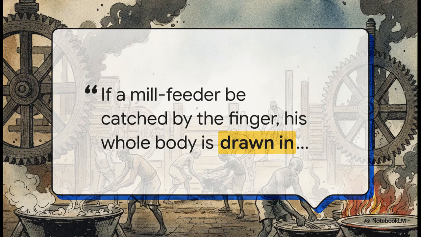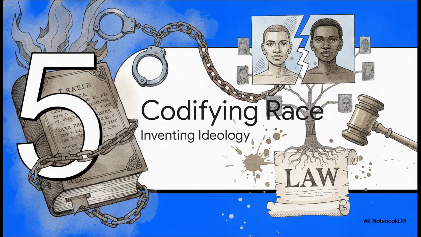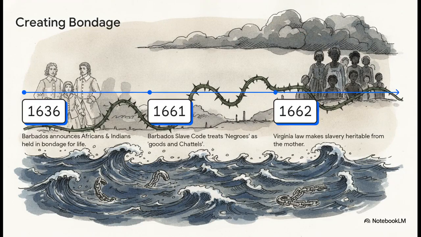This brings us to Section 5, Codifying Race in Law, and the actual invention of racial ideology. To maintain total control over this highly profitable, lifelong labor force, the colonizers needed new rules. So, they essentially invented modern racial ideology through the legal system. And it happened fast. In 1636, the Barbados governor announced Africans and Indians would be held in bondage in perpetuity. By 1661, the Barbados Slave Code officially characterized Black people as chattels, meaning property.